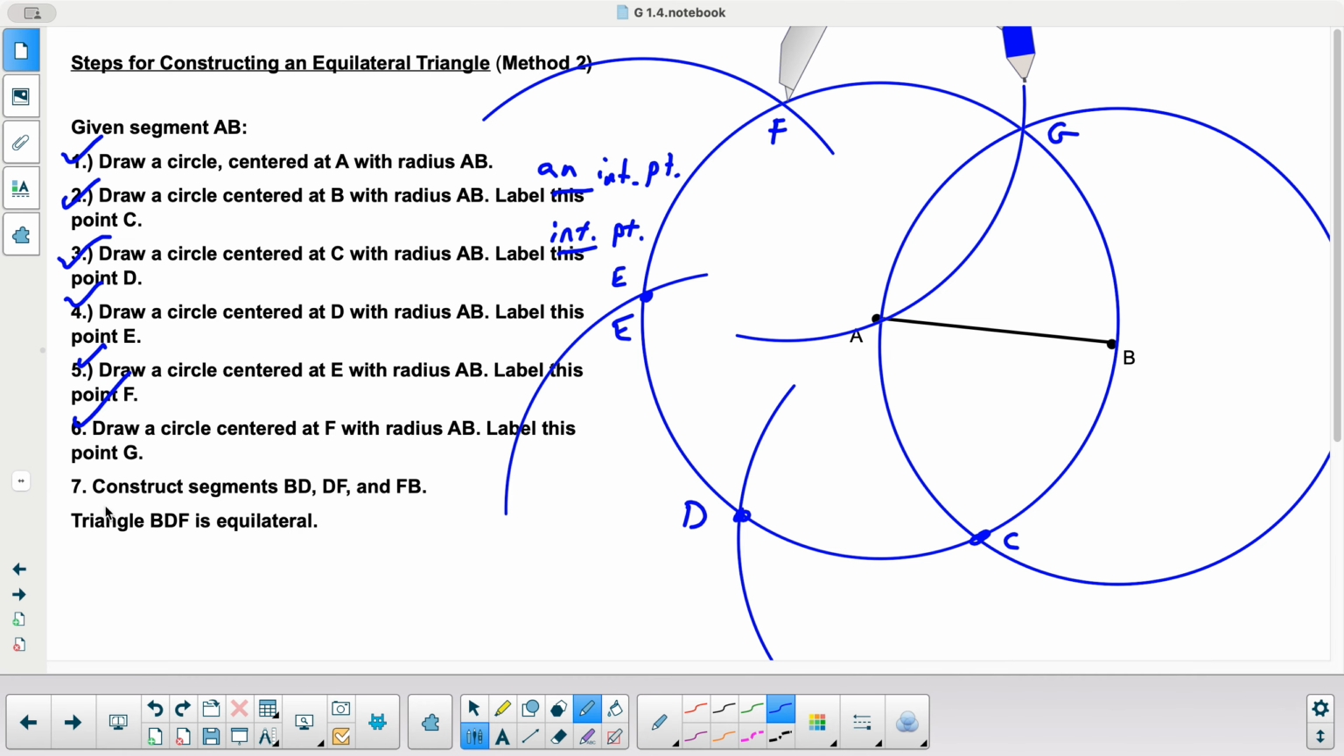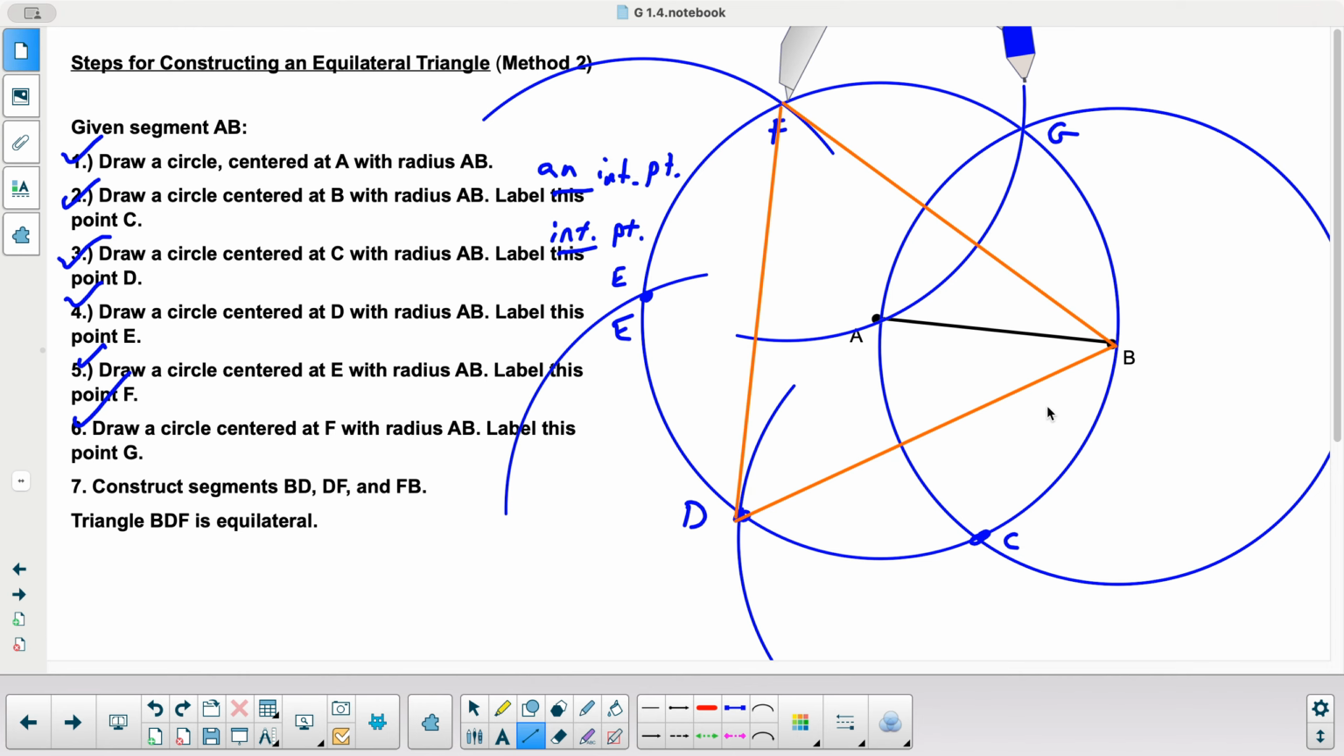Okay. Construct segments BD. So let's do that. BD. Let me get a different color here. I'll go with orange. BD. DF. And FB. All right, I guess I should have labeled that point as well. But there it is. Look at that. It's equilateral. Looks like 60-degree angles. Looks like all the sides are the same length. There you go.